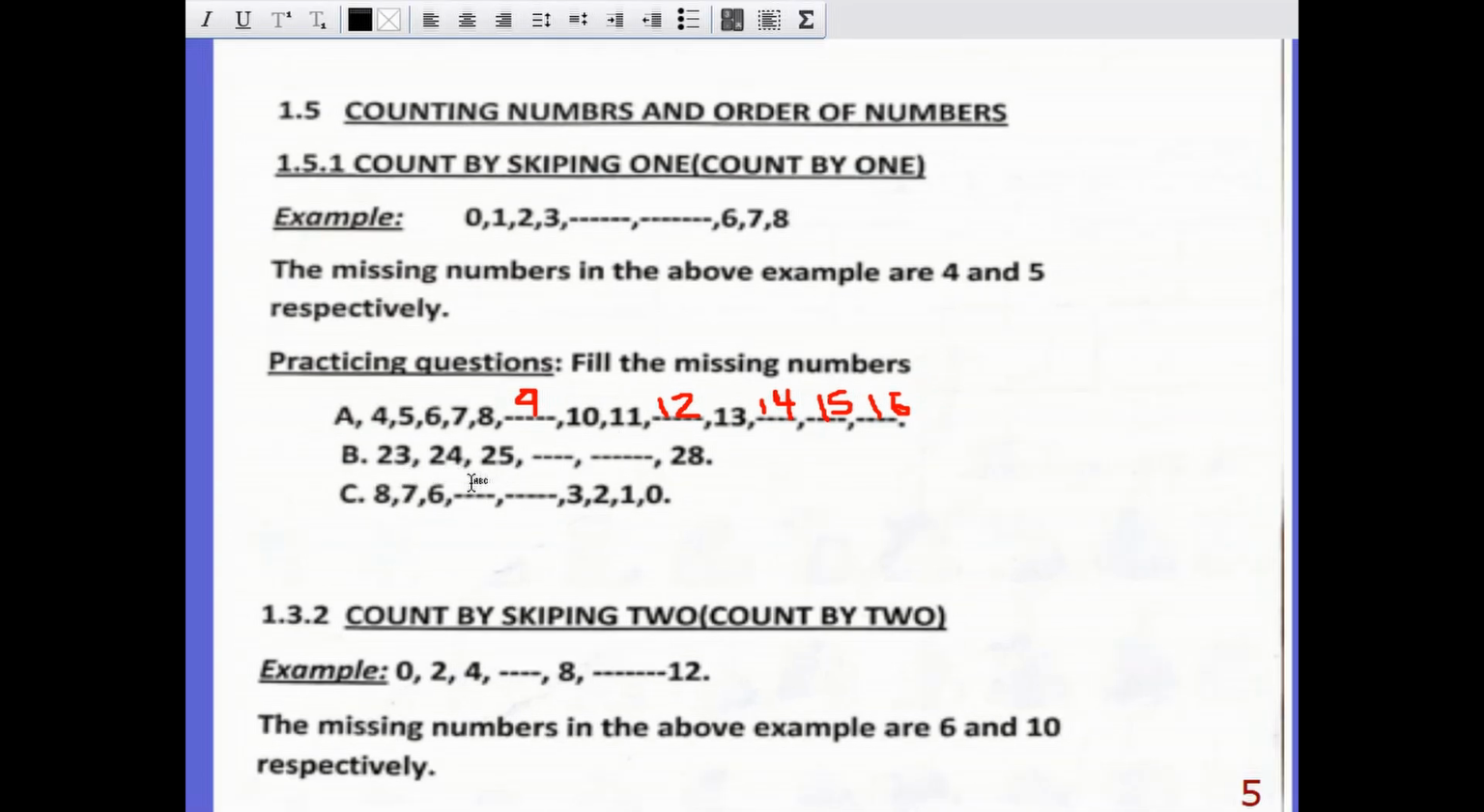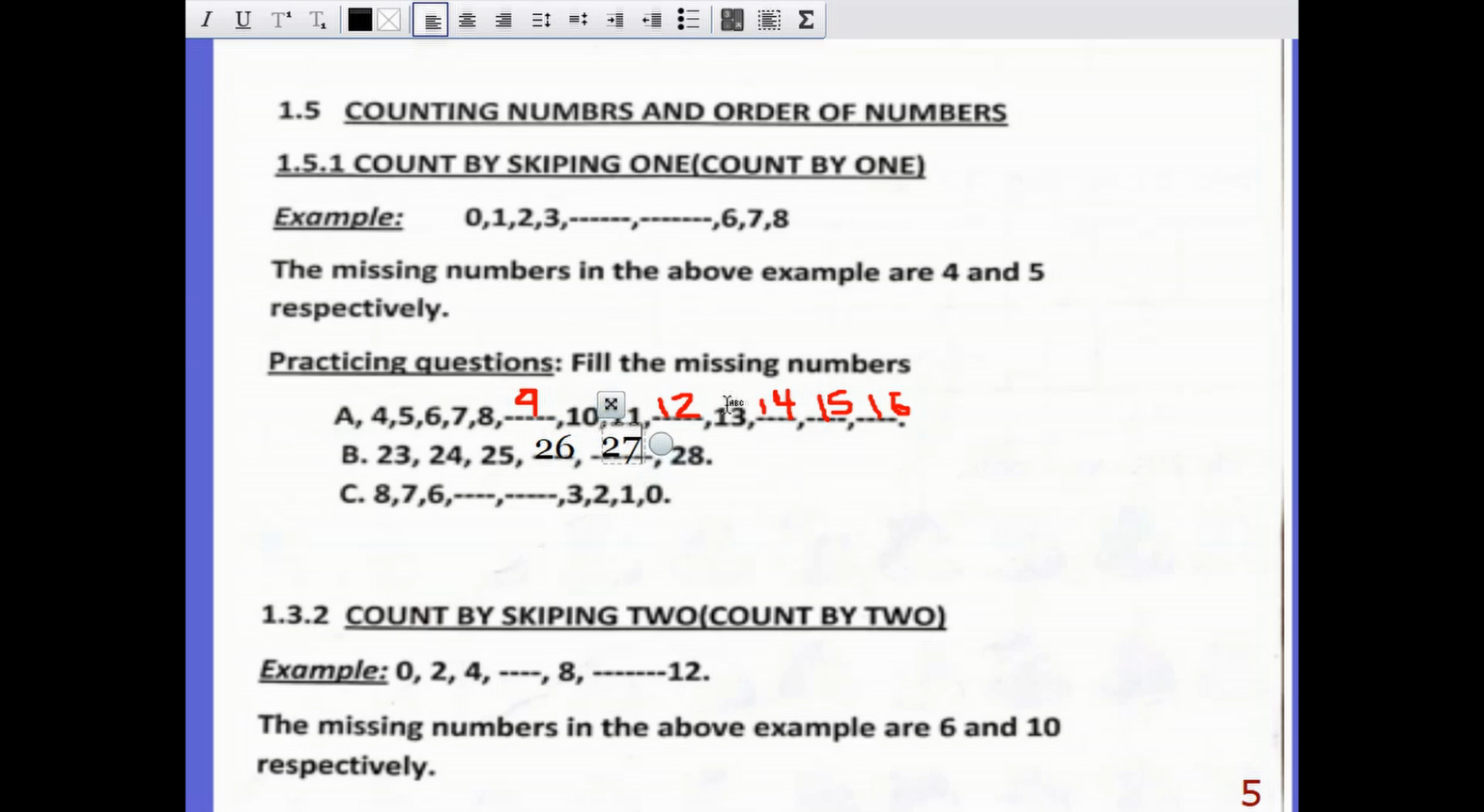Again here, what's next? 23, 24, 25. Again, the number is skipped by 1. So the next number will be what? You can easily guess the number. 26. The next digit is 26. And next, 27.